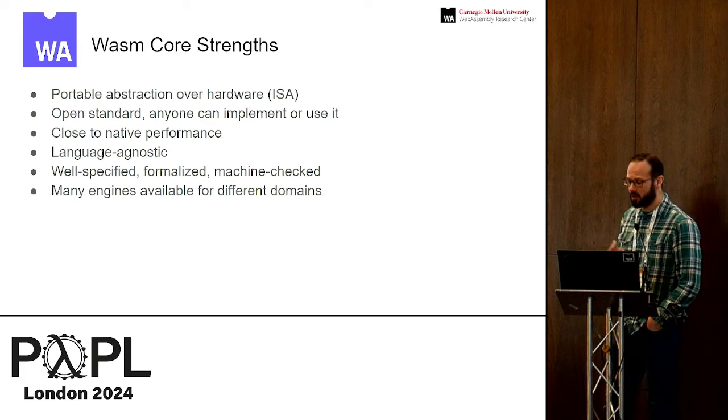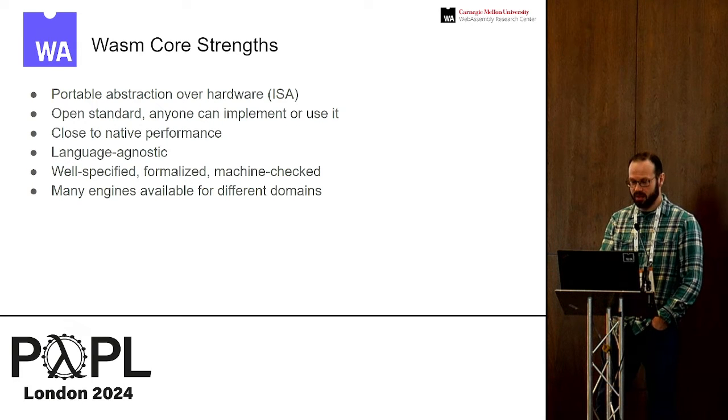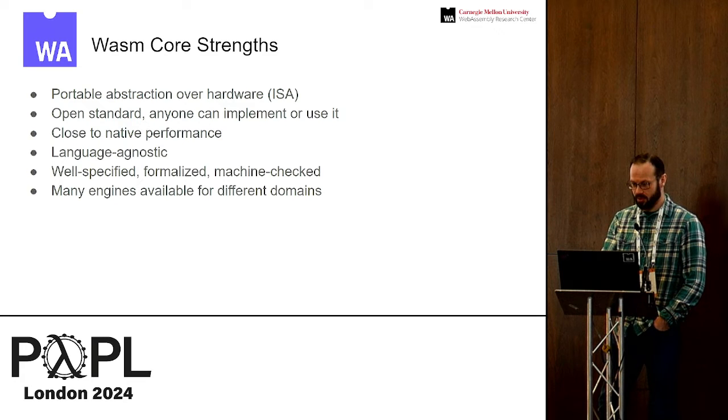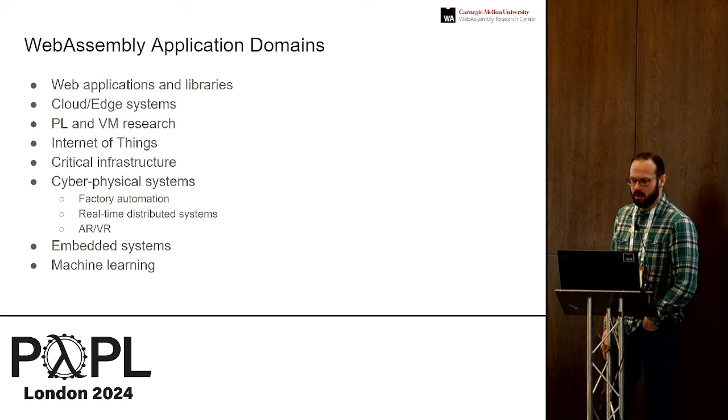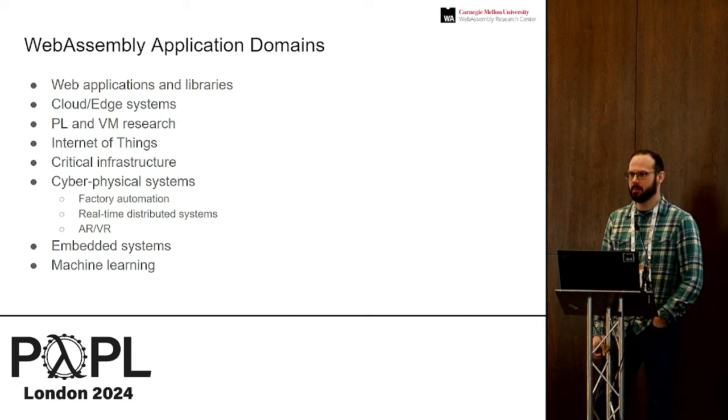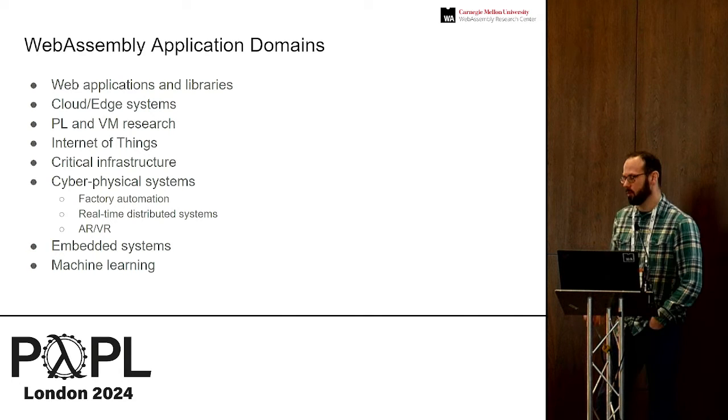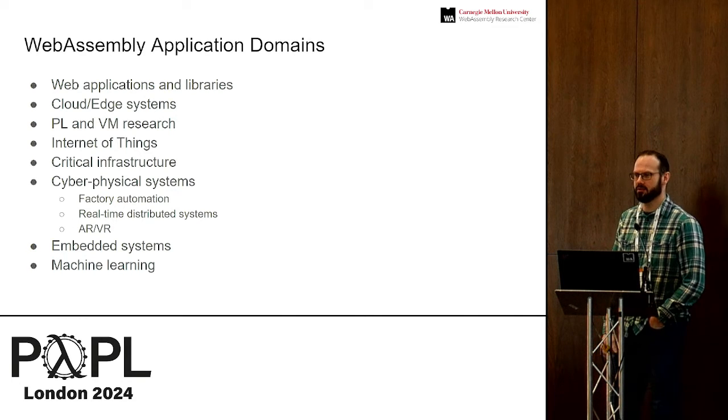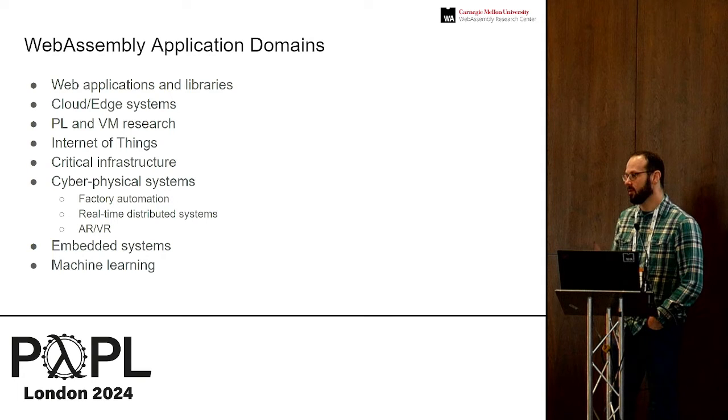And there are many engines out there. So different domains, including the web, the cloud, and embedded systems, have engines now available. There are many application domains for WebAssembly. Eventually, any place where you'd want to run code, I think you should have WebAssembly as the format for running that code. Obviously it was born in the web, so there are web applications and libraries.